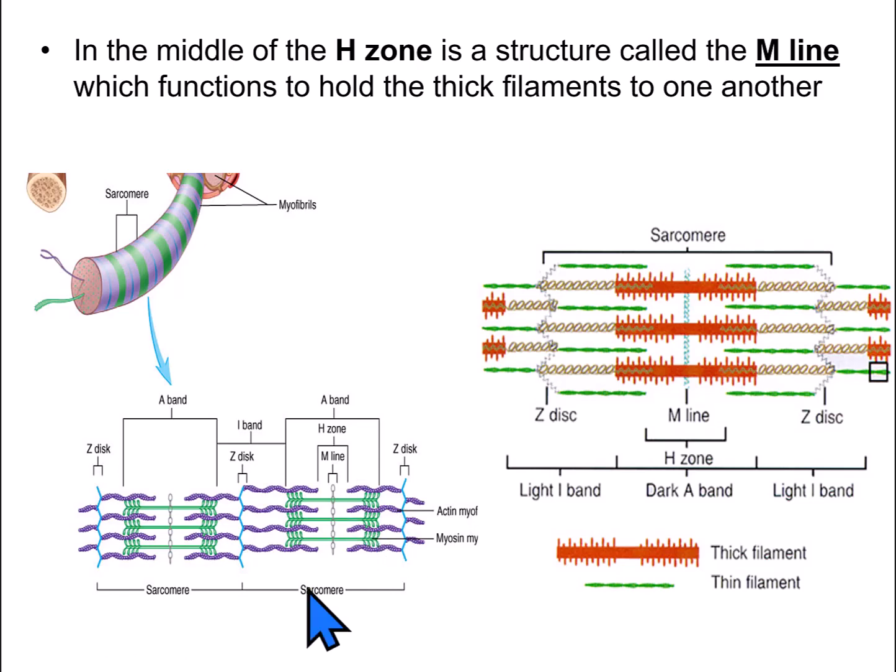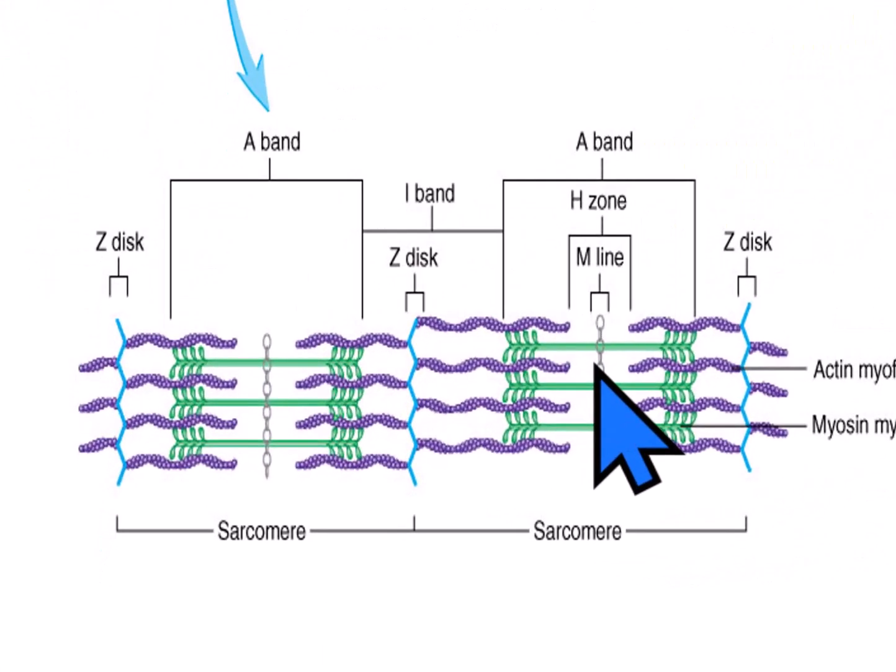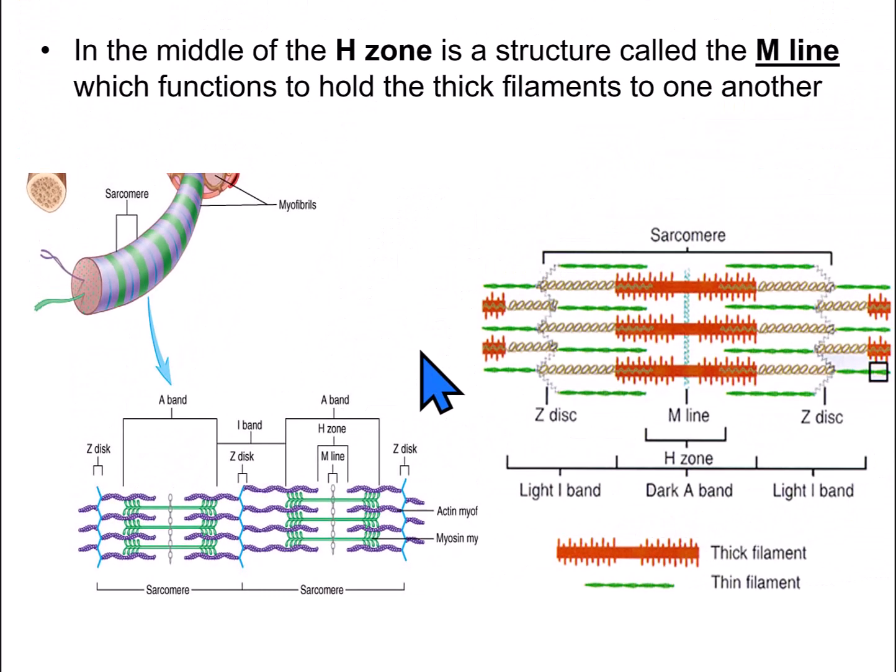And think about this. When those myosin heads of the thick filaments aren't bound to the thin filament, what holds the thick filament in position? Well, one of the things that holds it in position is the M line. And these are proteins that hold this thick filament to this thick filament to this thick filament, and they hold them in position for when those myosin heads need to interact with the thin filament. So the H zone has in its center the M line.